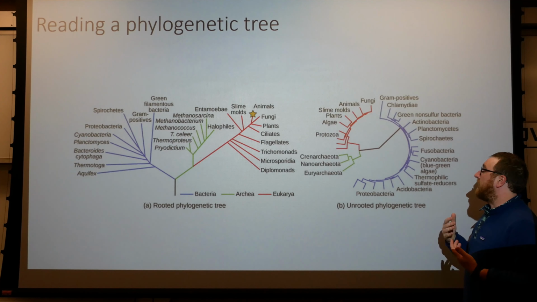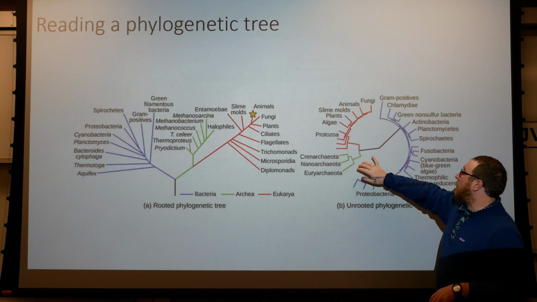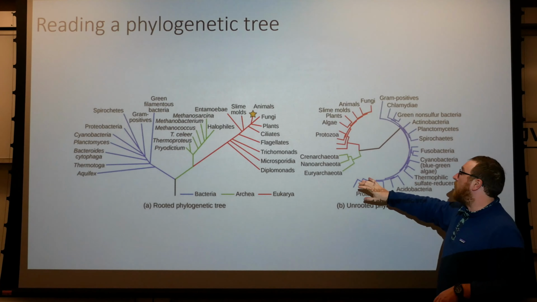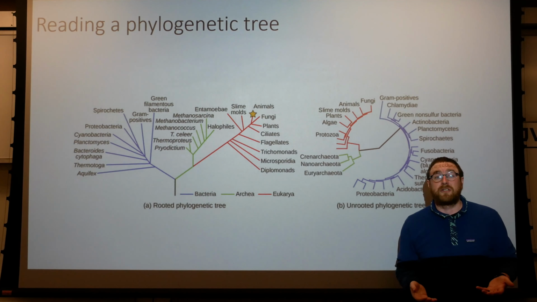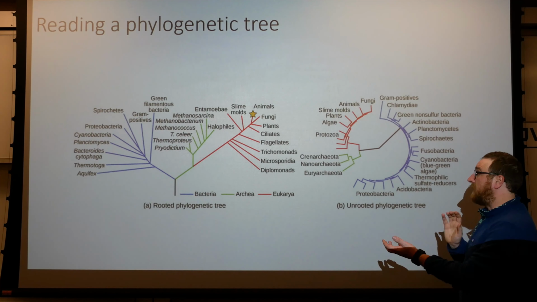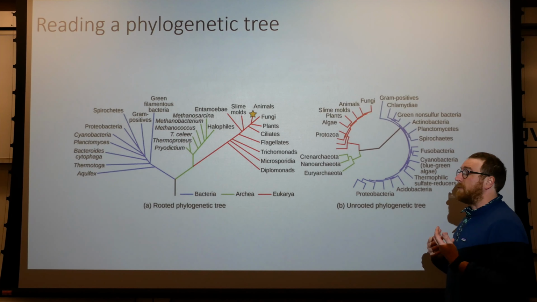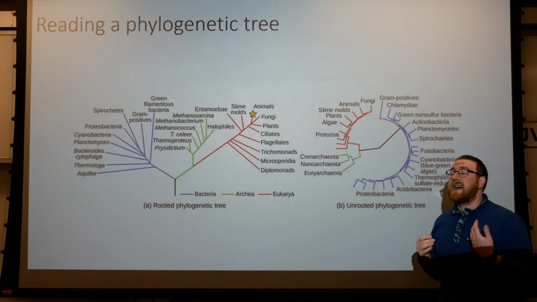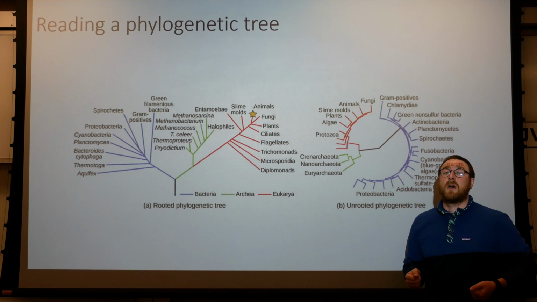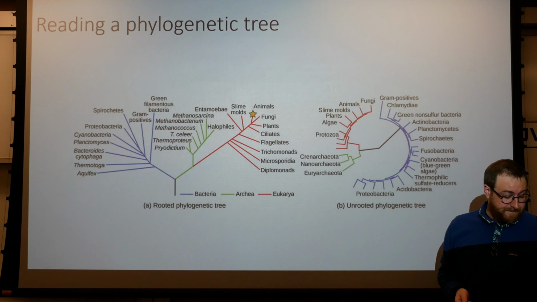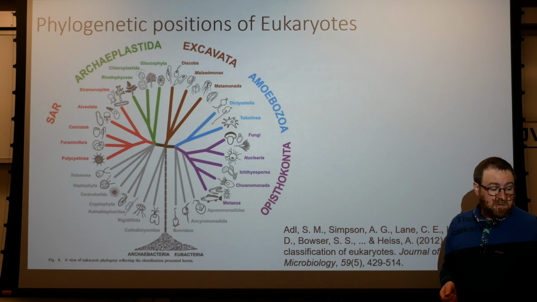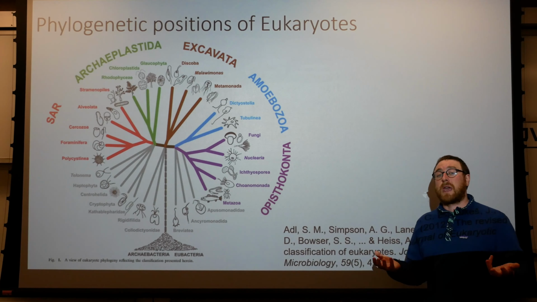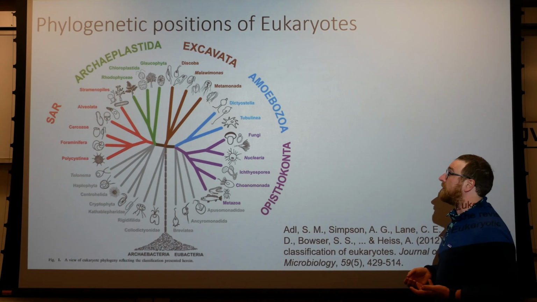But on this tree, they're unrooted, and so we don't really know necessarily how closely related the archaea are to the bacteria or to the eukaryota at this point. And so you'll see these two different types of trees, which can be interpreted very similarly, but just remember that with the rooted trees, we have a clear picture of the sequence of evolution that happened. And so in this unrooted tree, this is our best guess at how the eukarya are related to each other.